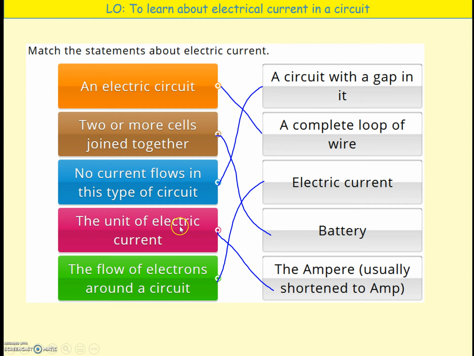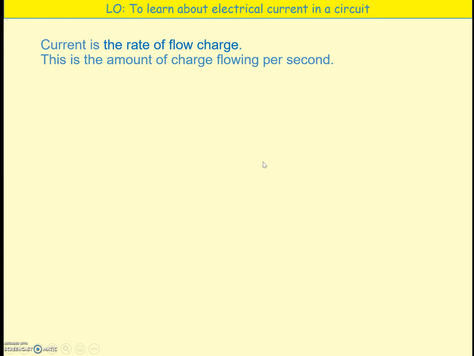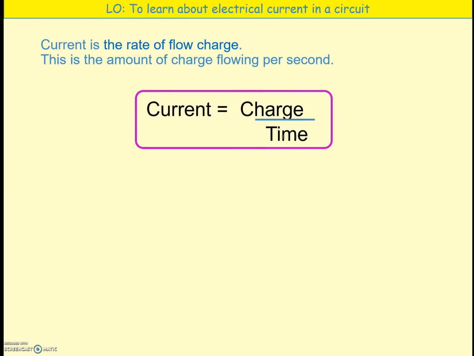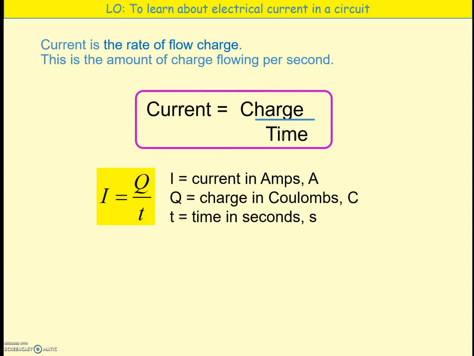The unit of electric current is the ampere, usually shortened to amp, and the flow of electrons around the circuit is known as the electric current. So current is the rate of flow of charge. This is the amount of charge flowing per second, like we've said. And our equation would be I is equal to Q over T.